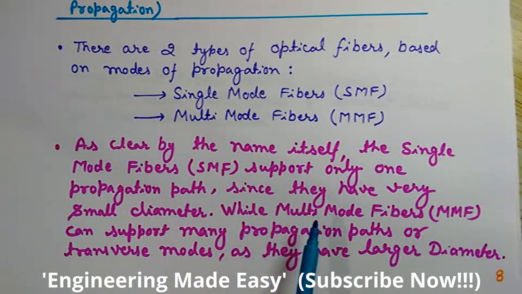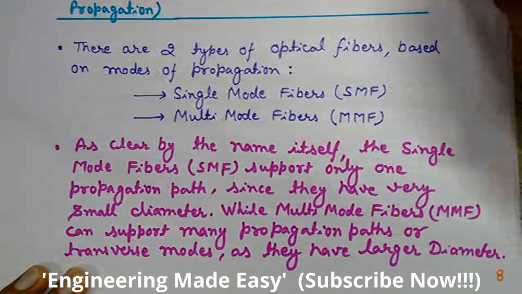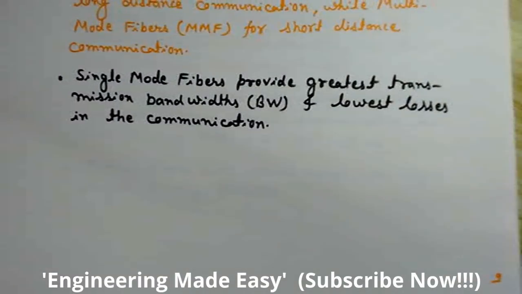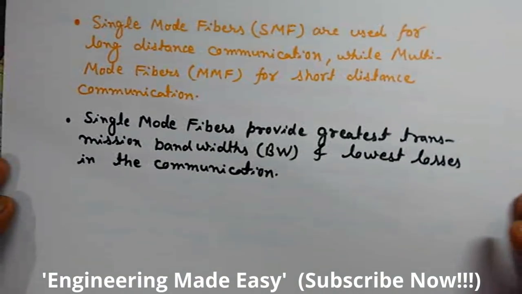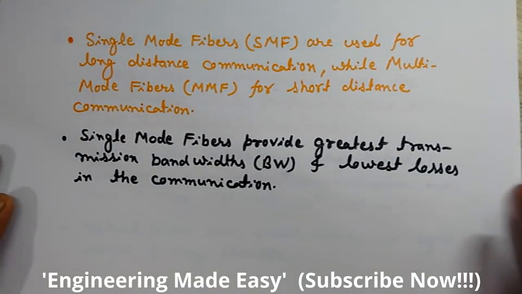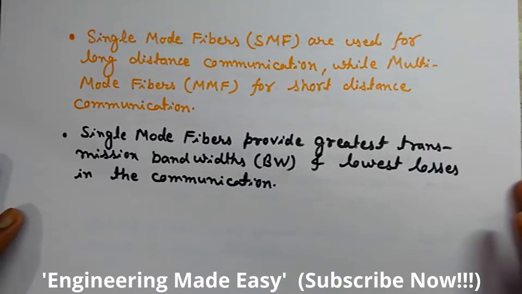While in case of multi-mode fibers, they can support many propagation paths or transverse modes, as they have a larger diameter. Because of the larger diameter, it is possible for multi-mode fibers to support many transmission paths. Lots of light rays can travel through it, which is not possible in case of single mode fibers.